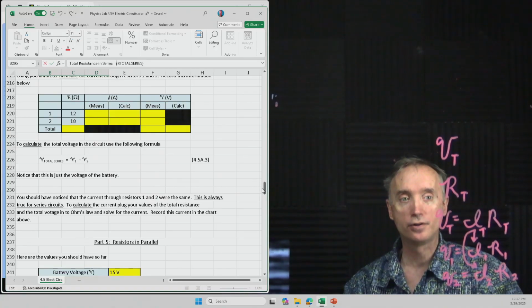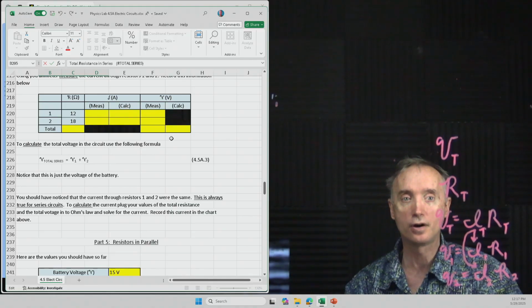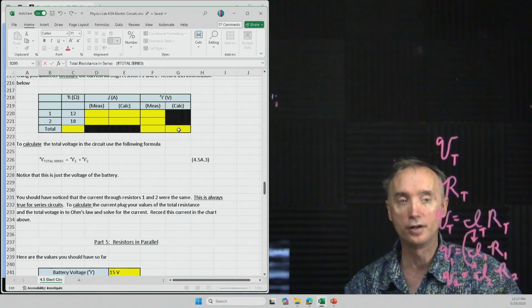All right, so now you should be able to fill in everything on this chart. So here's where you're going to put the current that you calculated. And then you're going to use this current that you calculated to figure out the calculated voltages, and you're going to put those over here. So by the time that you get finished with this, you'll have that entire chart filled in.